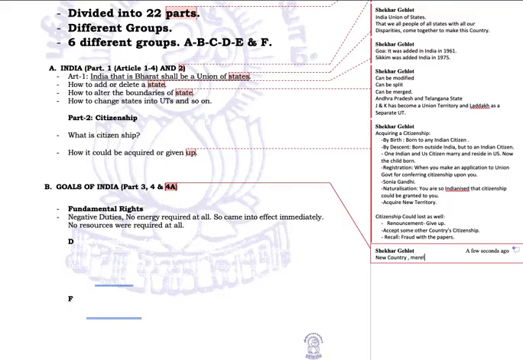Okay, India is merely 75 years old, which is not a very big time span in terms of a country's age. So why do we need goals of India? Because that is what we fought for. Our freedom fighters laid down their lives for the service of this mother country so that we can have this particular part with us.